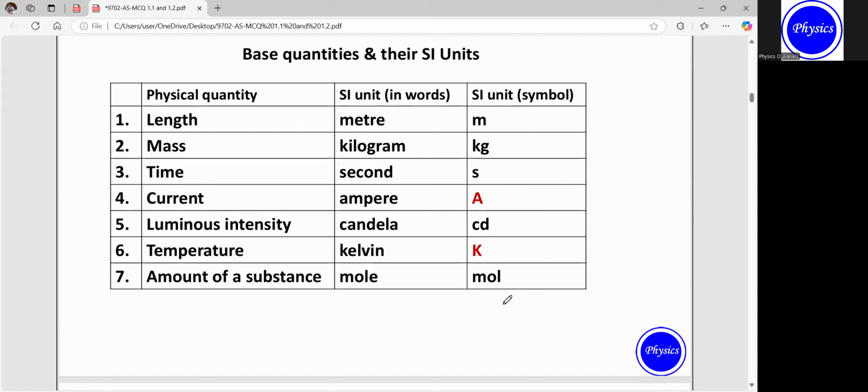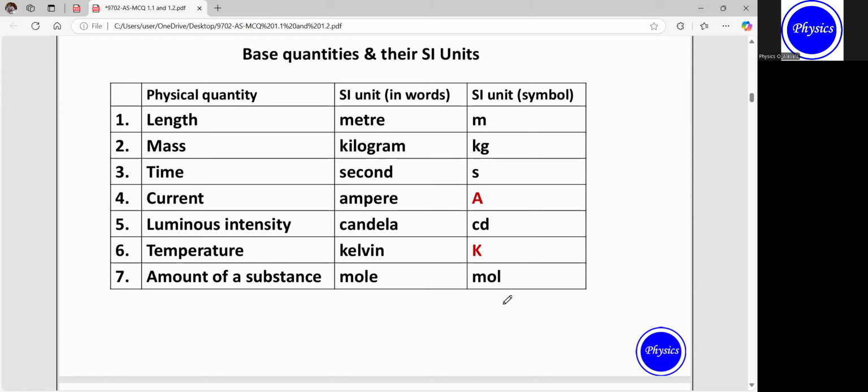Memorize this table and be careful whenever you're writing the symbol in full form or in unit form. In full form, everything is in simple words. But when you are representing in symbol form, be careful. The ampere is a capital letter A and temperature is K, which is a capital letter. The rest of the units are in small letters. So we only have 7 base quantities.